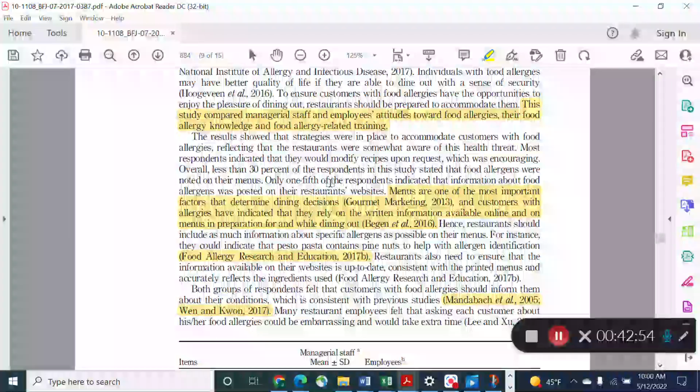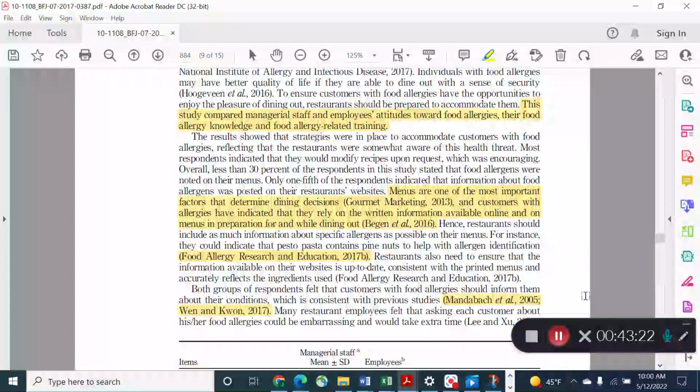I think they're probably doing it because they want the reader to see that here's what we found, and then here's what others found. So they're looking at their findings, comparing it to what other researchers found. And so that's probably okay. And then they come up with a conclusion. Hence, restaurants should include as much information about specific allergens as possible on their menus.